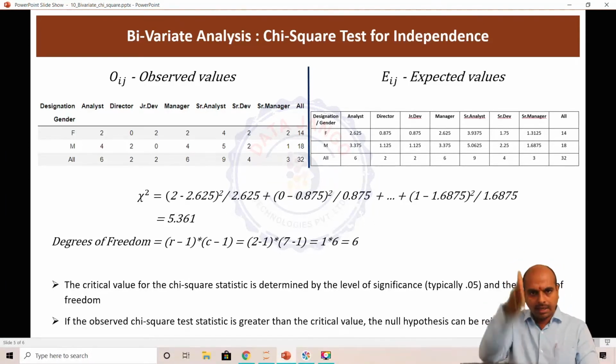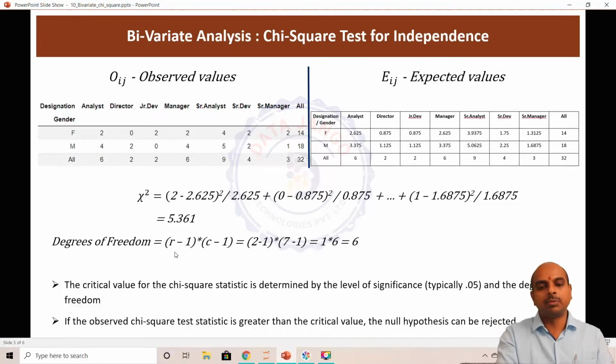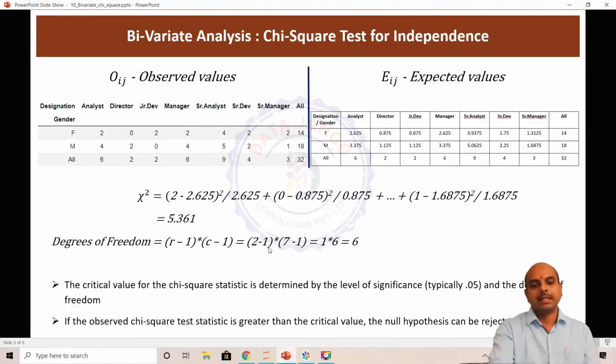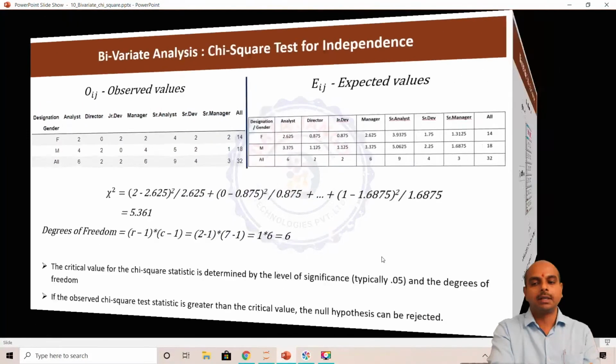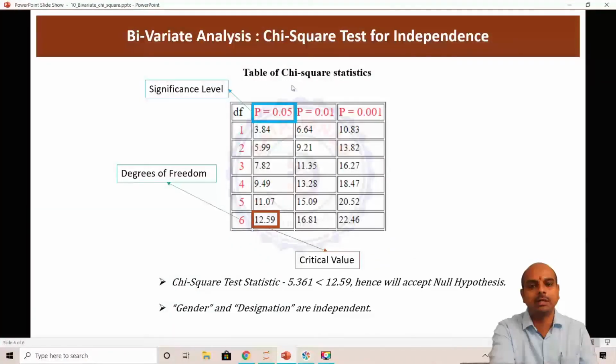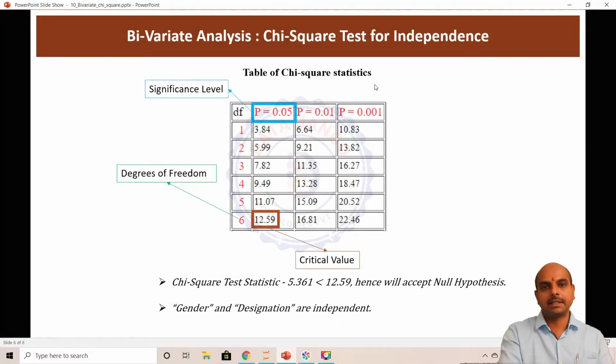That's what we explained. In a column, it is n minus 1, or in a row, it is n minus 1. But if it is a contingency table like this, it is going to be r minus 1 into c minus 1, that is 6. So we need the statistic and the degrees of freedom. Using these two, we can find out whether the null hypothesis should be accepted or rejected. Let us see that. To do that, we need to look into the table of chi-square statistics. In that, we'll have the significance level 0.05. For the degrees of freedom, a value will be there. This is called the critical value.